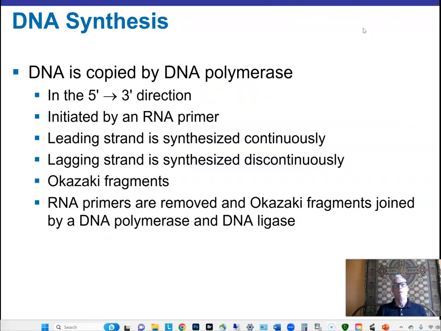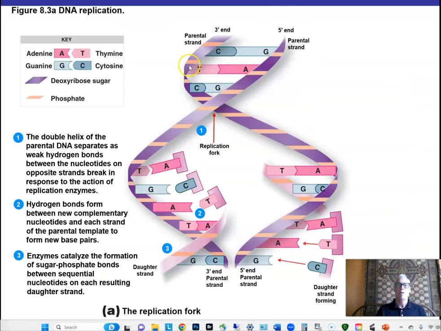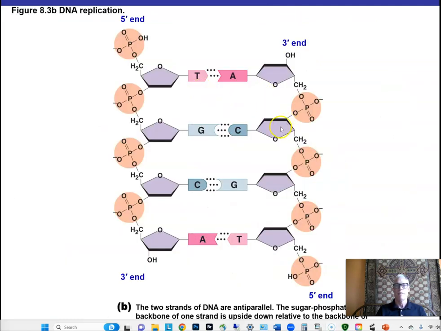Okay, let's think about the actual process of replicating a double-stranded DNA. There's a problem inherent in the fact that the polymerase can only proceed in one direction, but the two strands of DNA are anti-parallel. They're facing opposite directions. I started to speak about that here and I didn't finish.